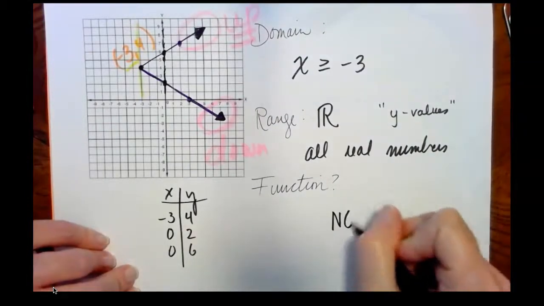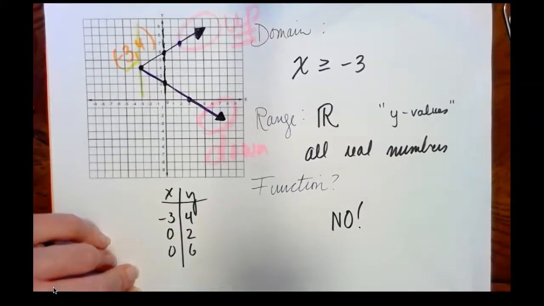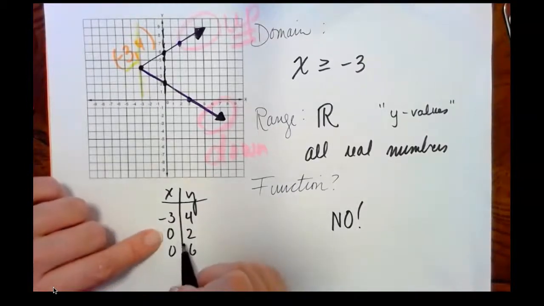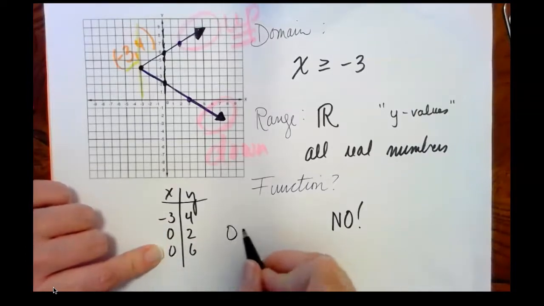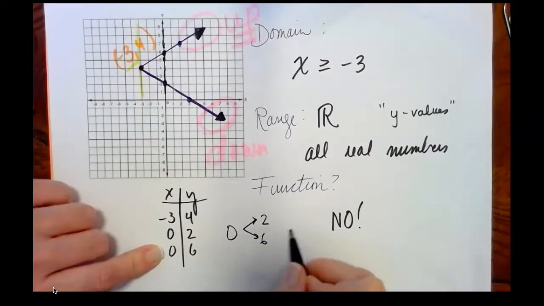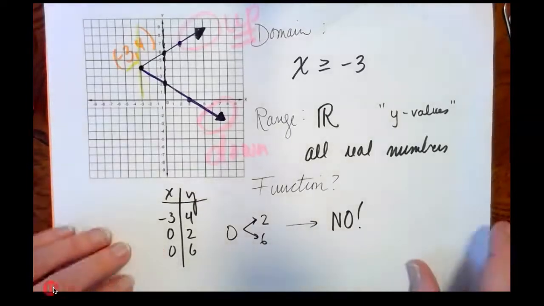So is this a function? No, because in a function, every single input maps to one and only one output. And we can see here that 0 is mapping to 2 and 0 is mapping to 6, so it is not a function.